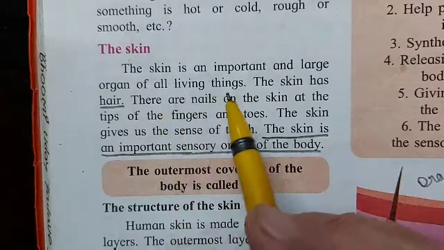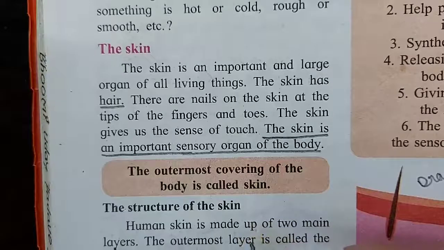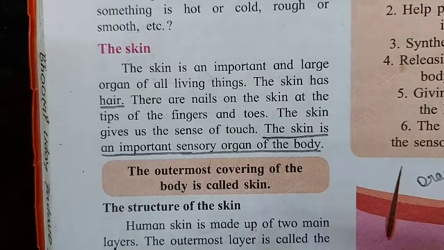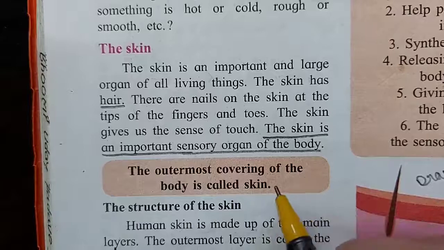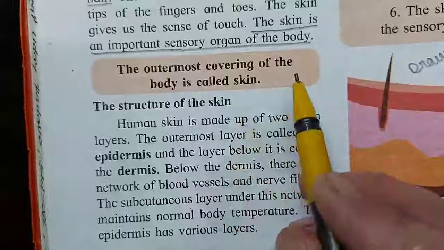It has hair, you all know it has hair. The hair comes out of the pores on the skin. Pores means the tiny holes on the skin from where the hairs come out. There are nails on the tips of the fingers and the toes. Now we will learn something more about our skin.